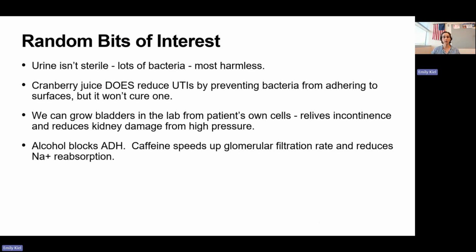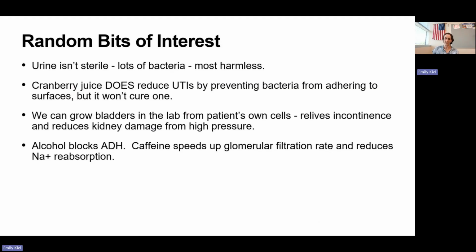We can grow urinary bladders in a lab from a patient's own cells, and that is a way to relieve incontinence and reduce kidney damage from really high pressures. So neat to know that we are growing cells.